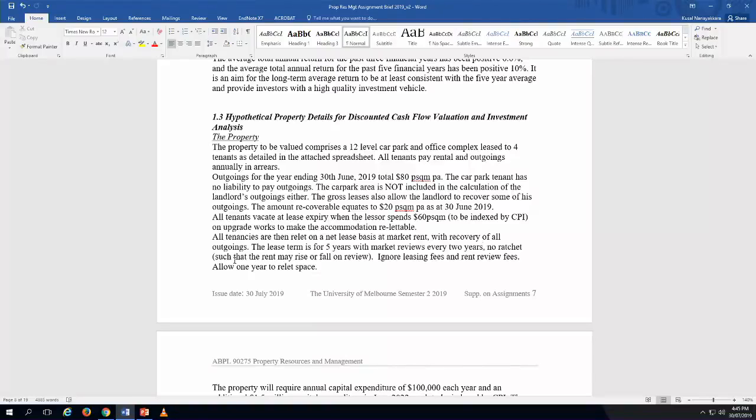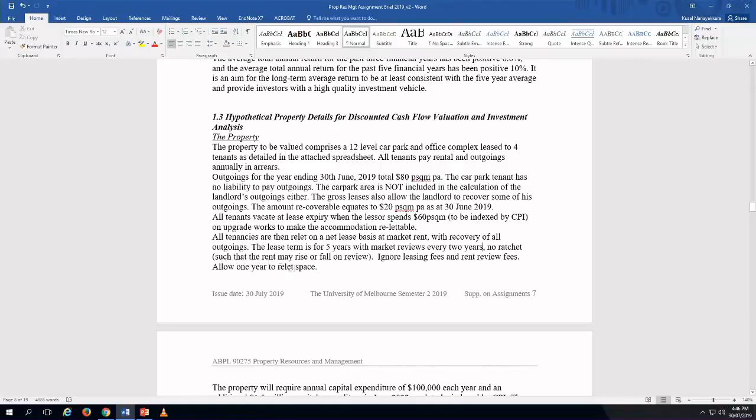But when a market rent goes down, it doesn't reduce the rent. We call this upward only review. Upward only rent review means the rent is reviewed only if it is increased. If the market rent goes down, it doesn't reduce the rent. The tenant has to pay a higher rent than the market rent. That's what we call a ratchet clause. Normally in the lease agreement it's called upward only rent review. We call it a ratchet clause.